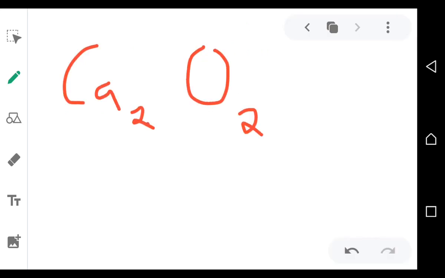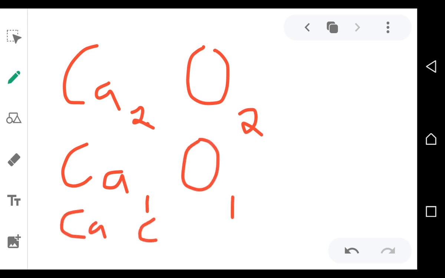But these two are factors of one another because they can enter into one another. So 2 into 2, 1. 2 into 2 here, 1. So it's just the calcium oxide. That's the chemical formula, CaO. That's how you write a chemical formula.